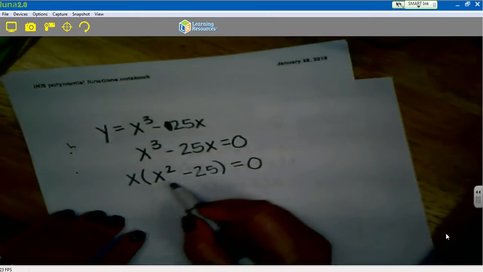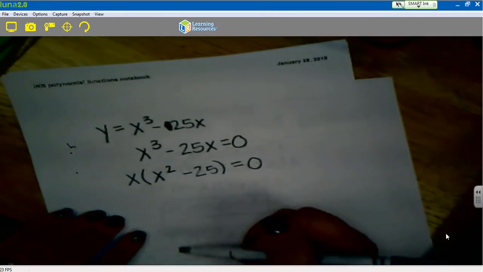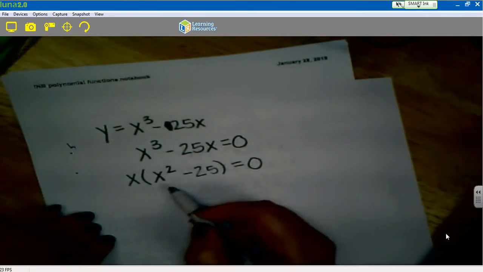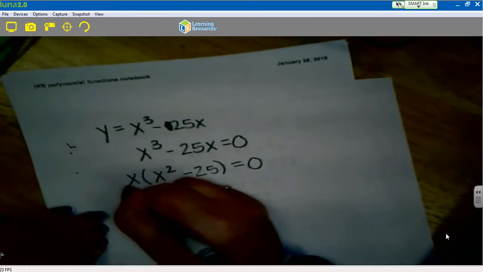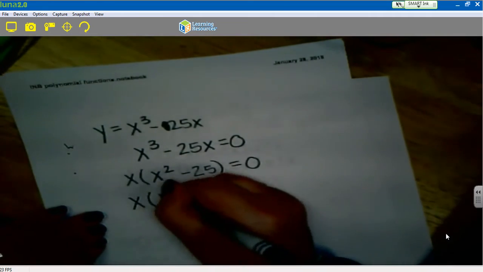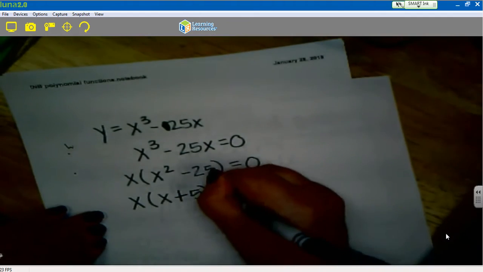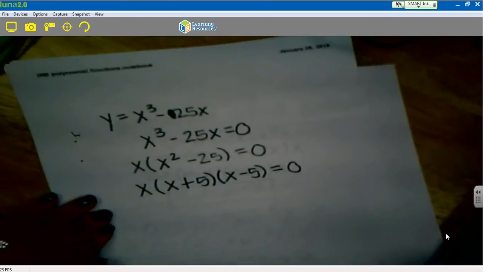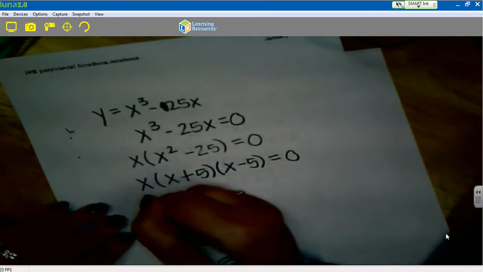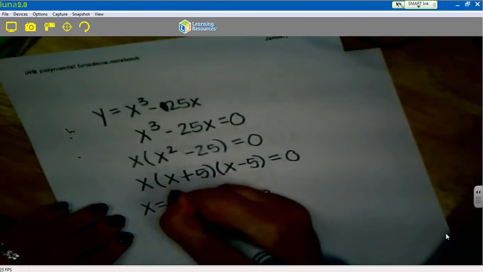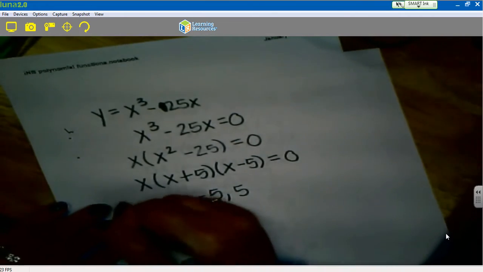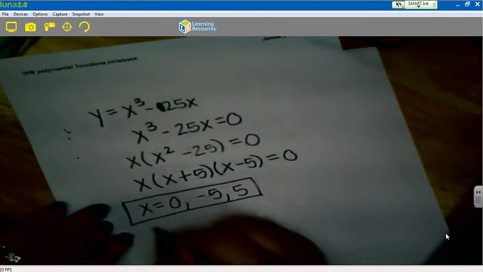Okay, this is 2 terms here. So with 2 terms, you want to see, is it a difference of squares? Is it a difference of cubes? Or is it a sum of cubes? Well, this one is a difference of squares. And to solve a difference of squares, we take the square root of both parts. We do 1 minus and 1 plus. So the values of x here are 0, negative 5, and positive 5.